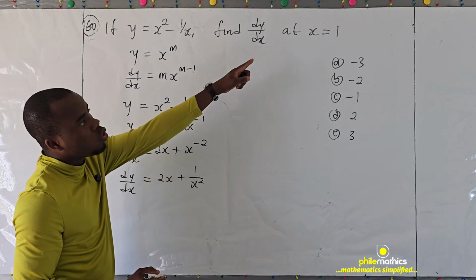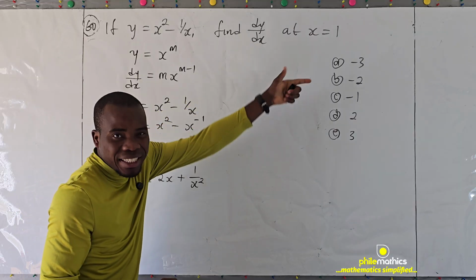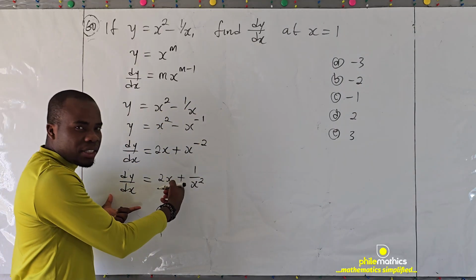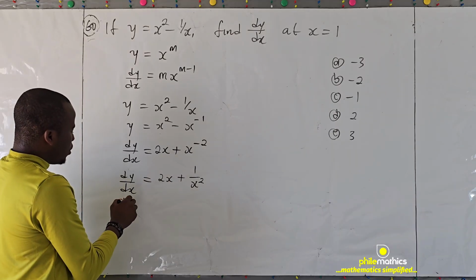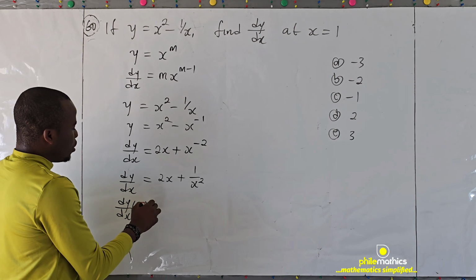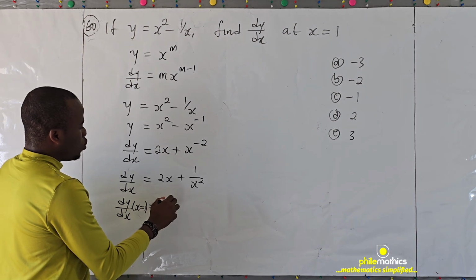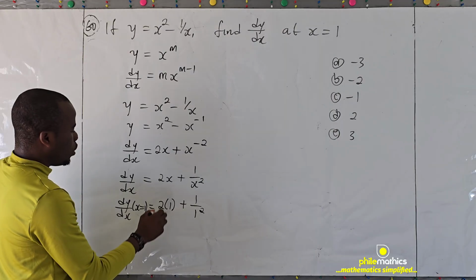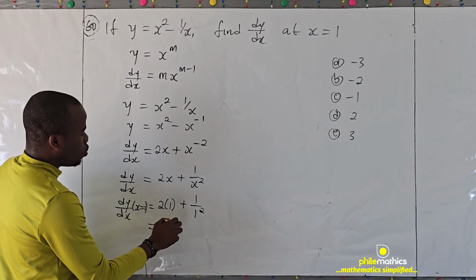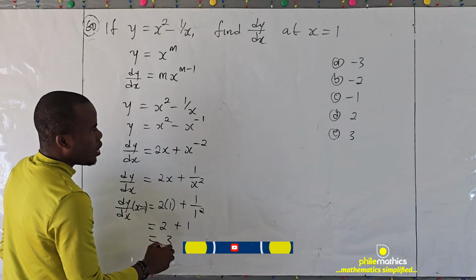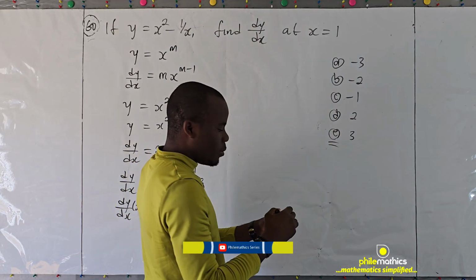Now we are asked to find this at x equals 1. We simply substitute 1 for x after differentiating, so that dy/dx at x equals 1 is 2 into 1 plus 1 over 1 squared. 2 into 1 is 2. 1 over 1 squared is 1. So this is 3. That's it.